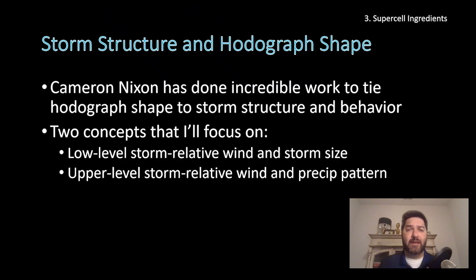So Cameron Nixon and his colleagues have done an incredible job to tie the shape of the hodograph to storm behavior and structure. And I'm not going to share all of that work with you, but I want to highlight 2 key concepts from that work. The first is low-level storm relative wind and its relationship to storm size. And the second is upper-level storm relative wind and the precipitation pattern.